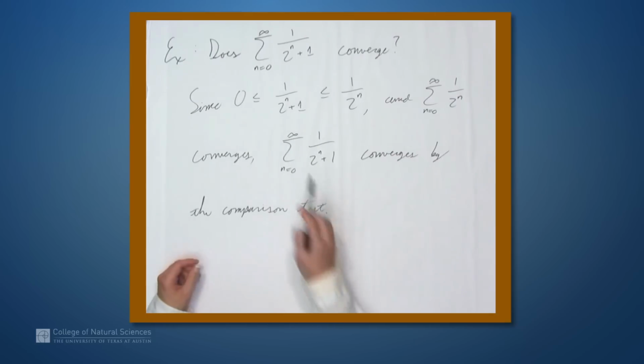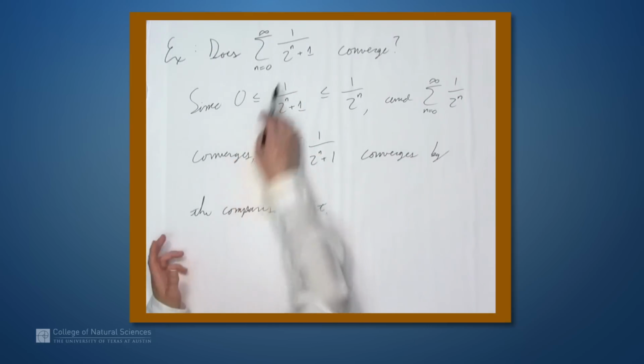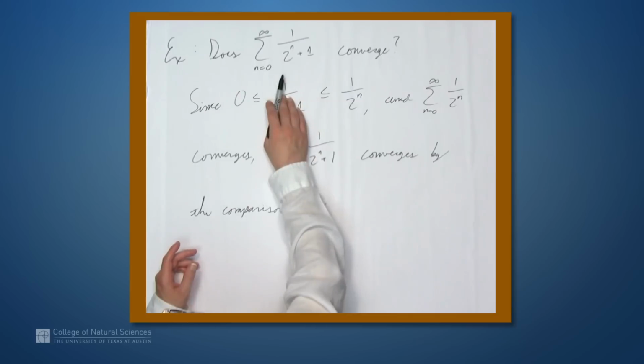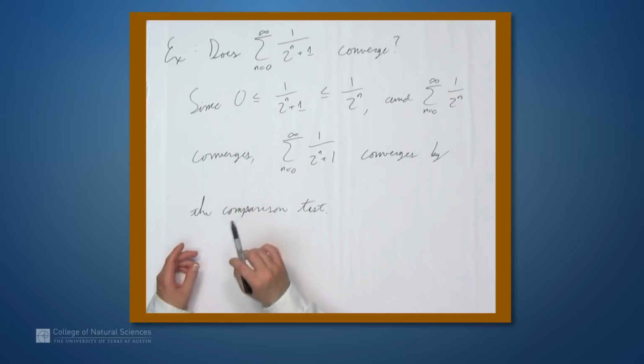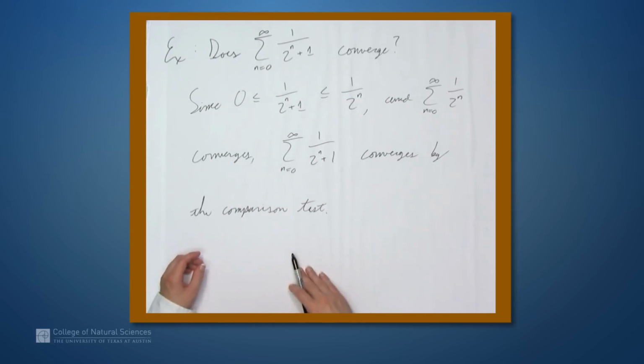It wouldn't mean a thing if we bounded it below by a convergent thing. We could also bound it below by lots of convergent series, but that wouldn't tell us anything. Let's look at another example.